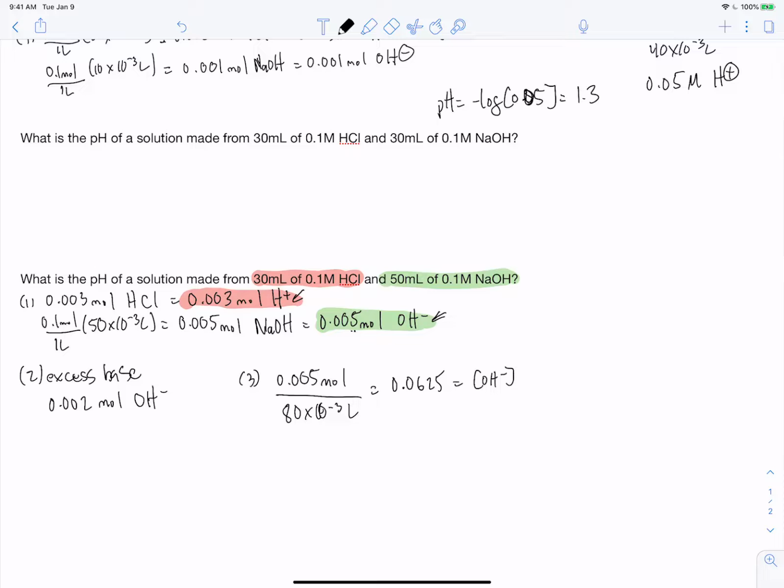And so we want to calculate the pH. So we could calculate the pOH, which is the negative log of the hydroxide concentration, which is negative log of 0.0625, which is 1.2. Which means our pH is 14 minus the pOH, which is 14 minus 1.2, which is 12.8.